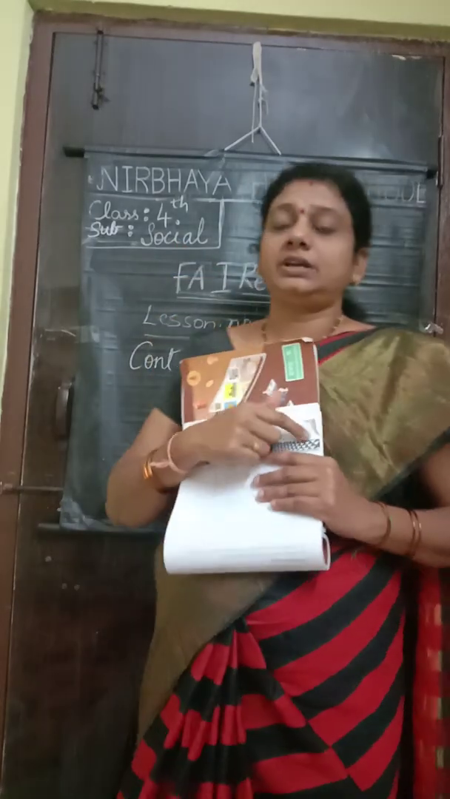Hi children, good morning. Yes, fourth class children. Social FA1 revision. How many lessons are there? There are 2 lessons. We have finished 1 lesson revision. The second lesson we are starting today. You have to do your revision properly, children.